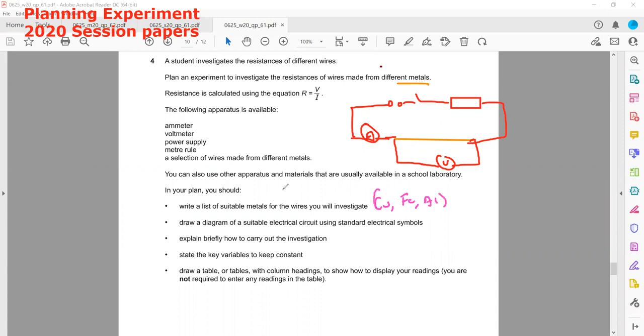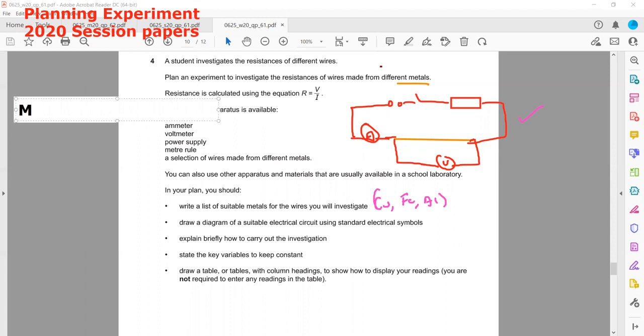Then draw a diagram suitable with a standard symbol. So that we did. Then explain how you carry out the experiment. So we'll connect a voltmeter in parallel and an ammeter in series. We switch on the circuit and measure the voltage and current. And we'll repeat the experiment.